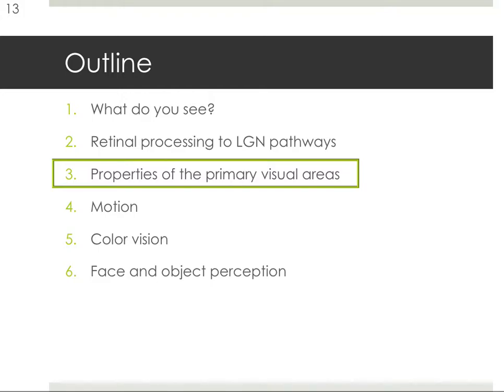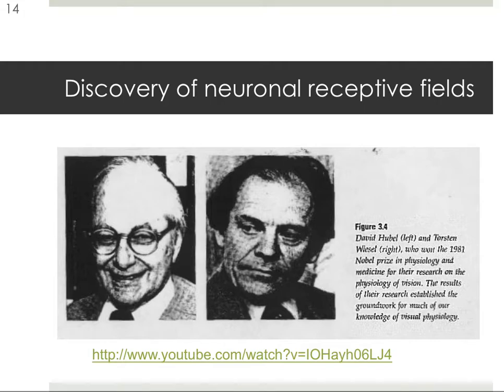So we're moving on now to some properties of the primary visual areas. The discovery of neuronal receptive fields in the primary visual area is pretty much one of the most important discoveries in modern neuroscience. These men are David Hubel and Torsten Wiesel. Hubel and Wiesel famously discovered neuronal receptive cell sensitivity in the primary visual cortex of the cat. That has since been replicated in many different species, and for this, they got a Nobel Prize in 1962.